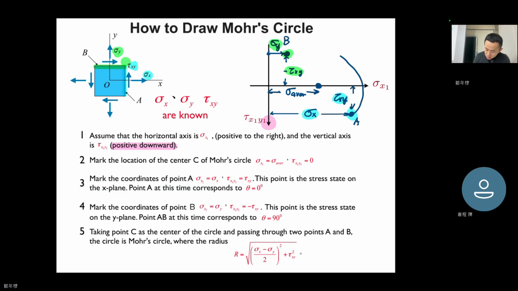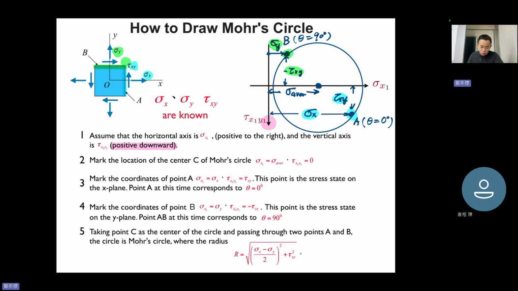And you can draw a circle. Sorry, this is not really perfect. Okay, right, so this is a Mohr circle. And a very important thing: this A in the real world, theta equals 0 degrees. Very important. And point B in the real world, theta equals 90 degrees. I guess you understand this. But this is really important.